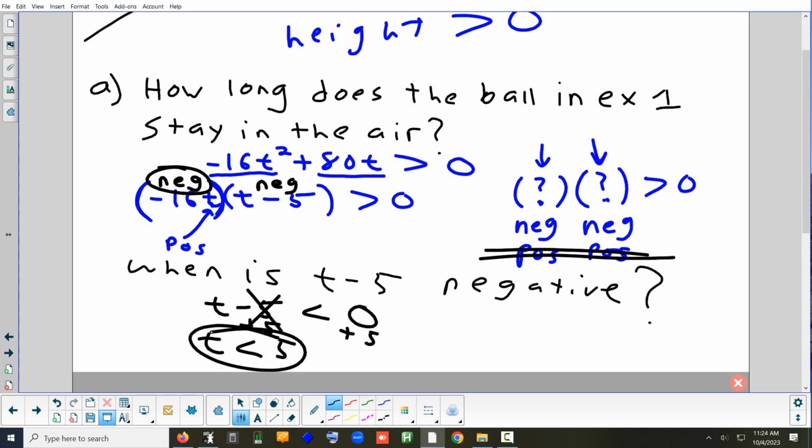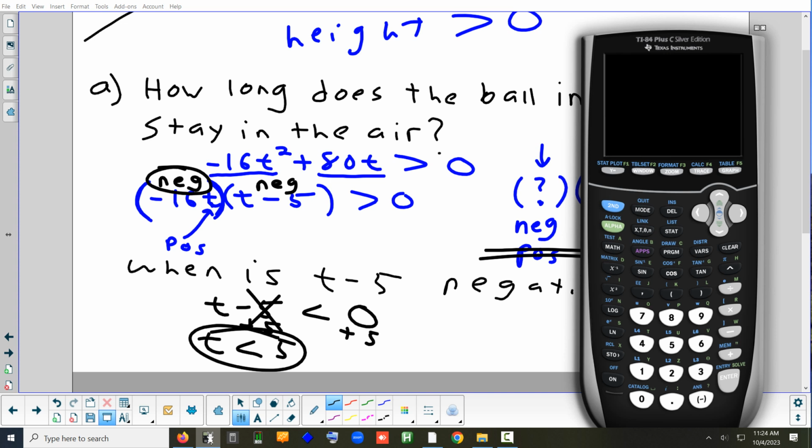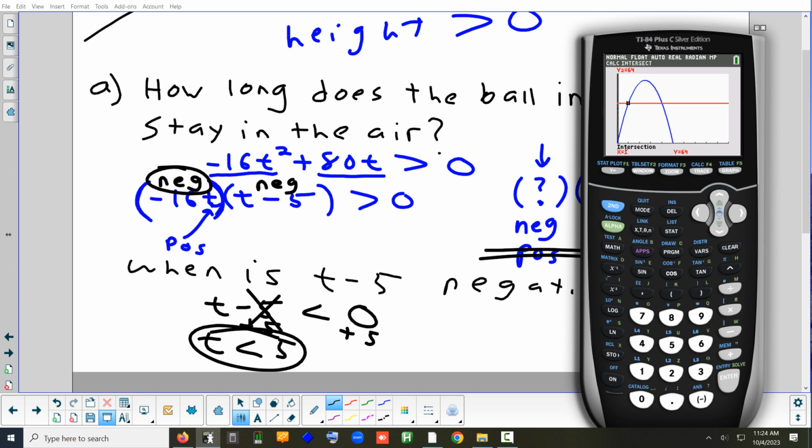If you say the ball is in the air 5 seconds, well, technically, you can see it in the graph. If you look at the 5th second, 1, 2, 3, 4, 5, it hits the ground again. So technically at 5 seconds, it's back on the ground.